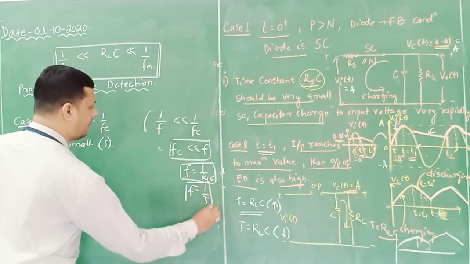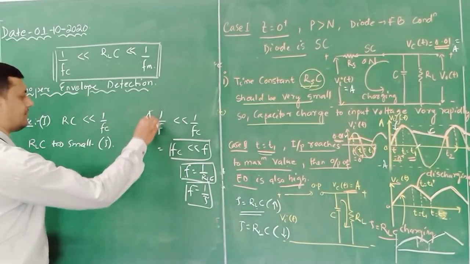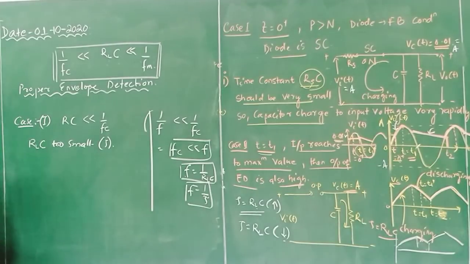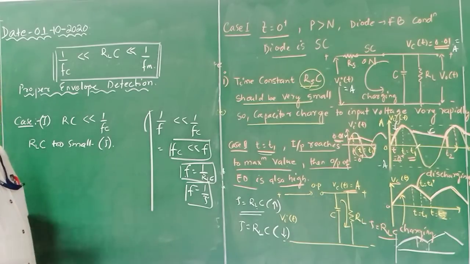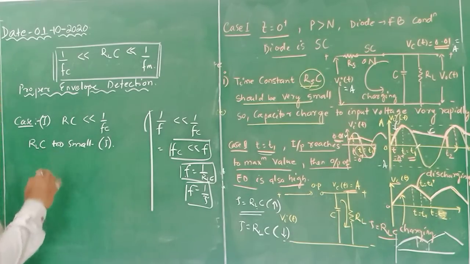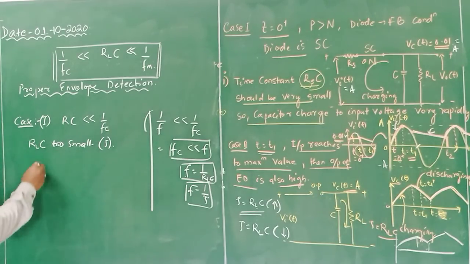And Fc is less than this component. So this is RL into C is too small. That means time constant is too small. So the first case is, if the time constant is too small, your frequency is going to be very high. So if it is going to be very high, what will happen to my output signal? Okay, that we will see.